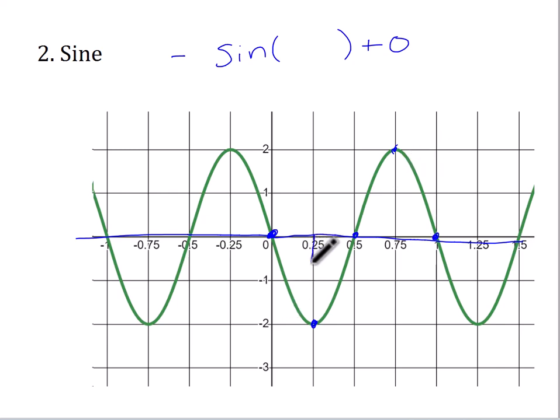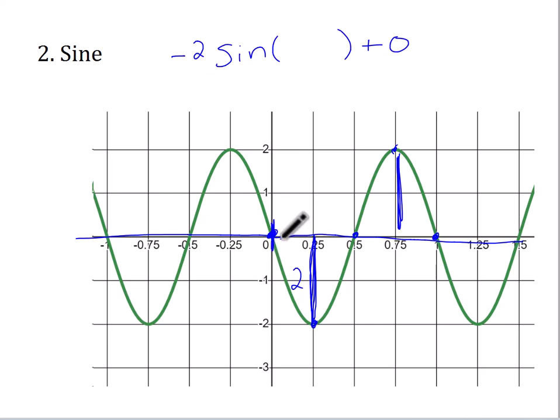We can also look at our amplitude. So you can do these in any order, really, but our amplitude is 2, and it's going to be negative. So the height from the middle to the top or the middle to the bottom is 2, and so we know it's going to be a reflection, and we know the amplitude is 2.